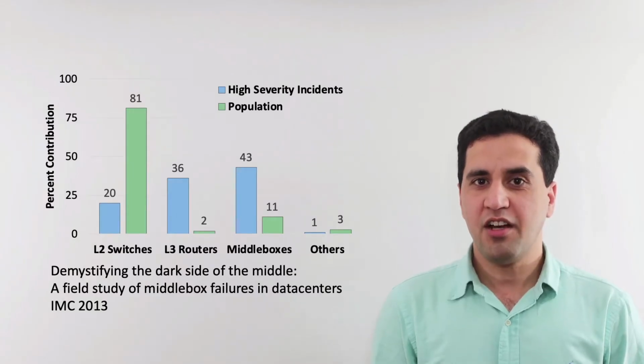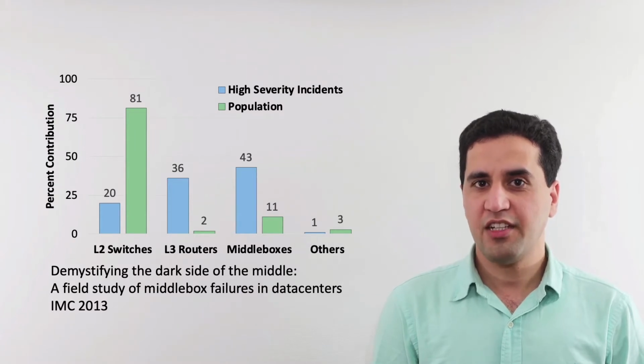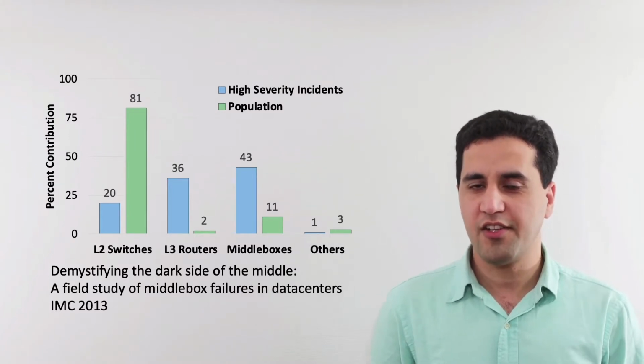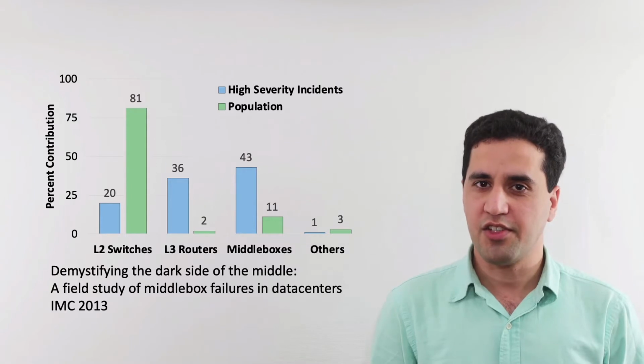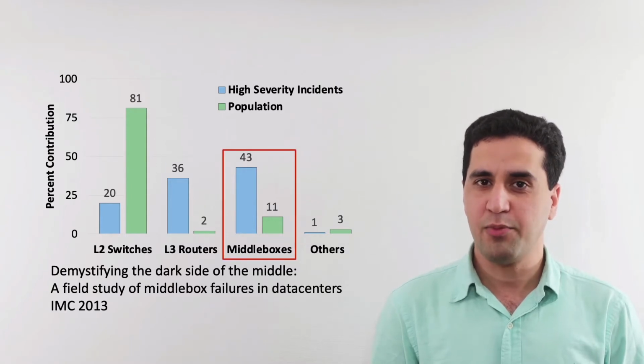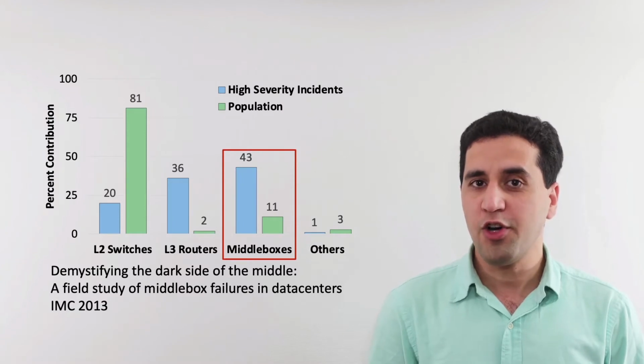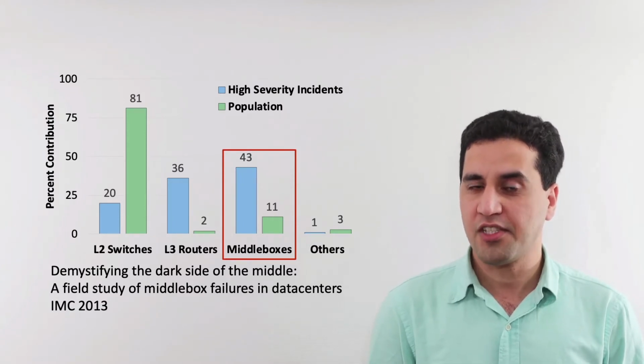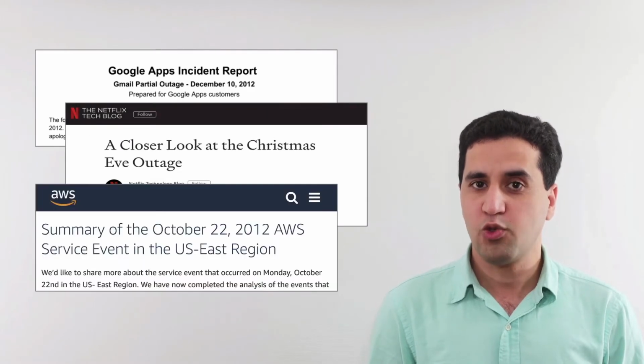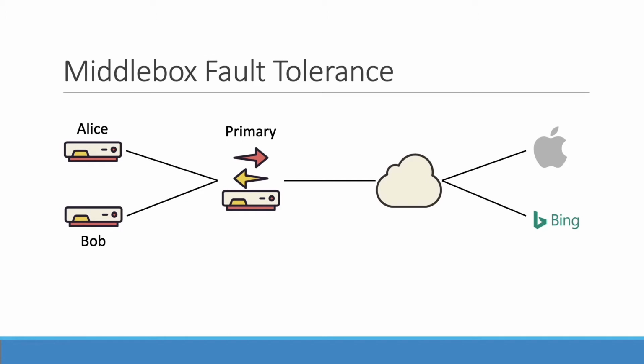Because of their critical operation, middlebox failures are the largest source of high-severity incidents in one data center study. Although they are only 11% of all network devices, they contribute to 43% of high-severity incidents. Their failures have led to major service outages. As a result, there is significant work to build fault-tolerant middleboxes.